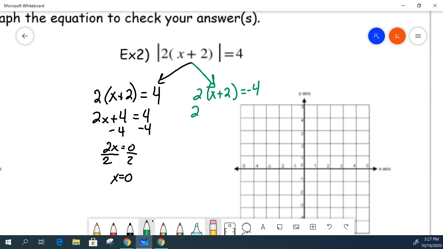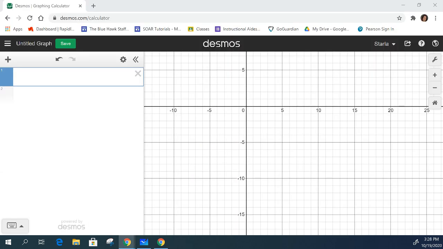And then over here, everything is the same, except that on the other side, now we're dealing with a negative 4. Okay, so x equals 0 and x equals negative 4. That's how that looks. So now let's look at how we can use Desmos to check our answers.